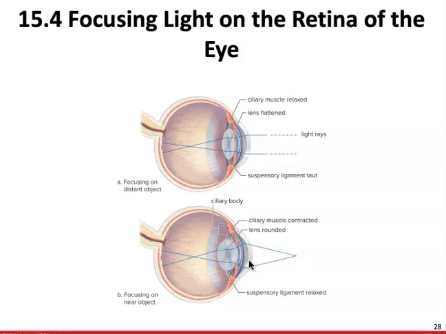Close work requires the constant contraction of that ciliary muscle, so it fatigues. This is what's known as eye strain. It's going to be much more common after the age of 40 because the lens loses its elasticity and is unable to accommodate. You can do things like use eye drops or corrective lenses, eyeglasses or contact lenses to help reduce eye strain.